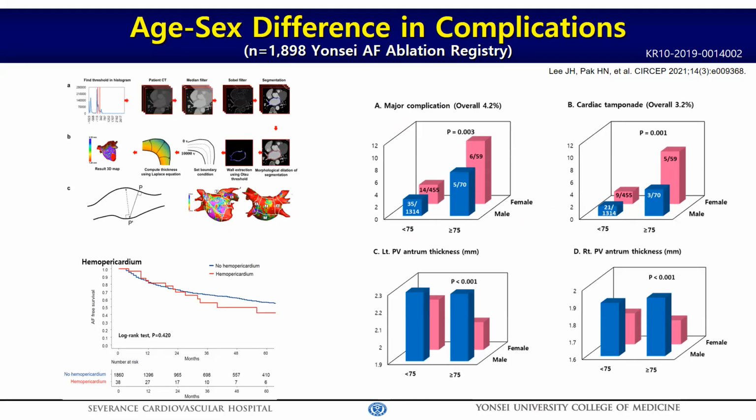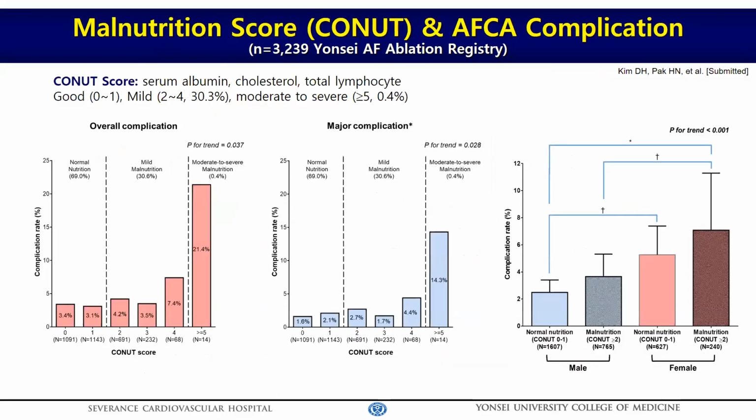This study, EJL, evaluated sex difference in atrial wall thickness and risk of complication, and we measured the atrial wall thickness by customized software based on CT imaging. And we found the major complication and cardiac tamponade risk was significantly higher in ladies over 75 years old. And these are left and right side atrial wall thickness. Those wall thicknesses were significantly thinner in those old ladies.